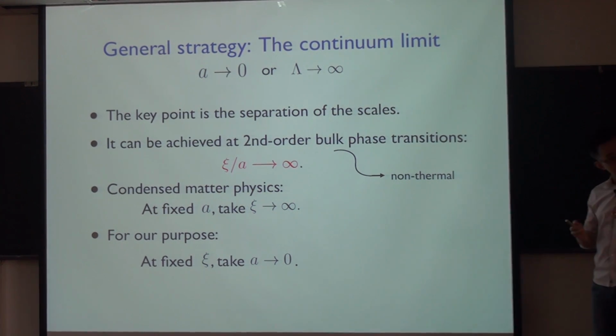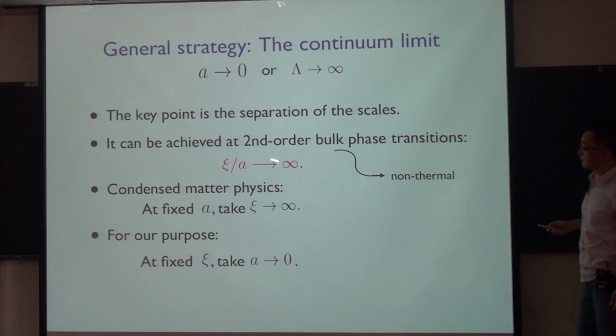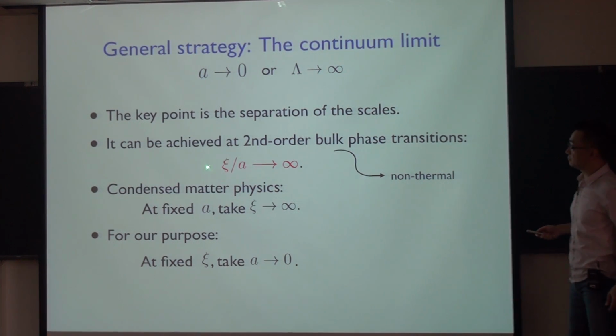Okay? And as I said, what you compute is actually the lattice spacing a times the Higgs mass, and we want this to be very small, for instance. Okay? And in the language of condensed matter physics, we're actually just looking for the second order phase transition. Okay? Because that's the point where the typical long distance physics, as characterized by the correlation length ξ divided by your lattice spacing, would diverge.